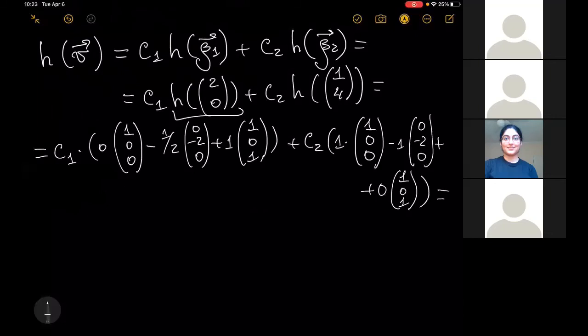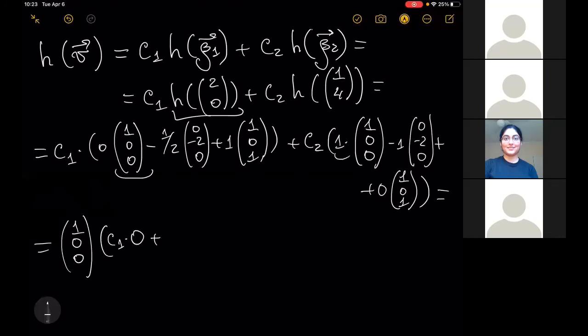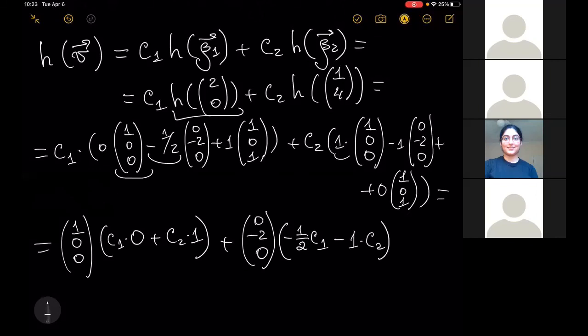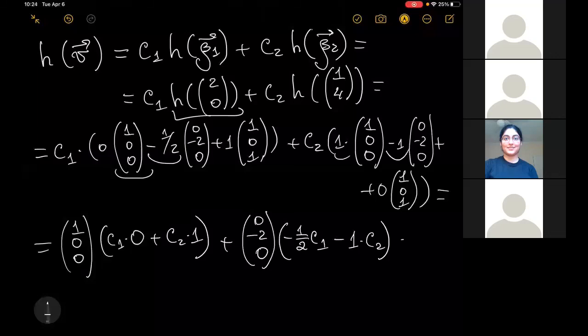Which I can write as, so this vector multiplied on C1 on 0 plus C2 on 1, plus the second vector of the basis D multiplied on -1/2 C1, minus the corresponding 1 on C2, plus the last vector of the basis.